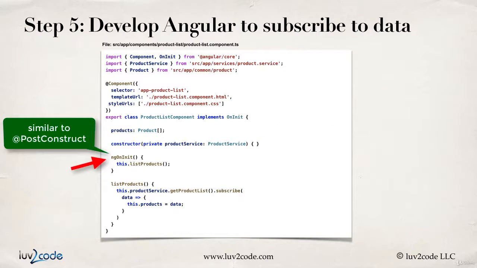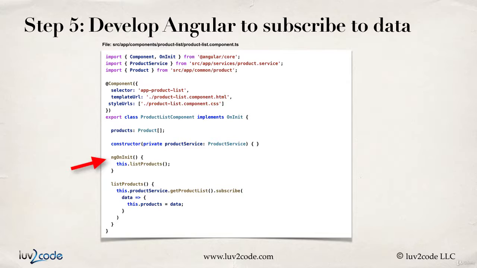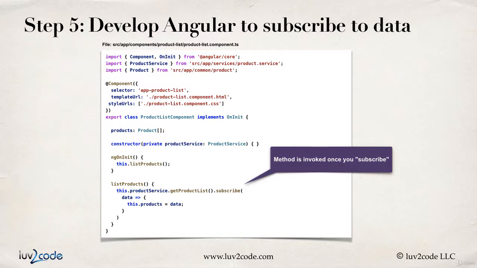And then we make use of the ngOnInit. So this is like a post construct. This is called once the given component has been initialized. We call this.listProducts. And then the real work happens here in this listProducts method. So here we say this.productService.getProductList.subscribe. So once we subscribe, that'll actually invoke that method.